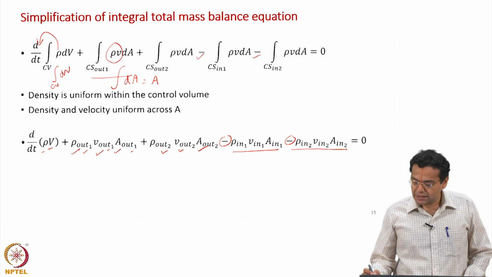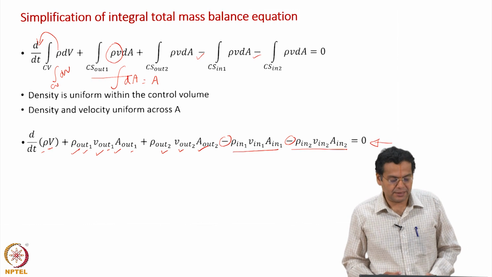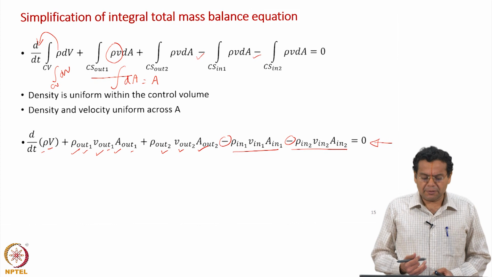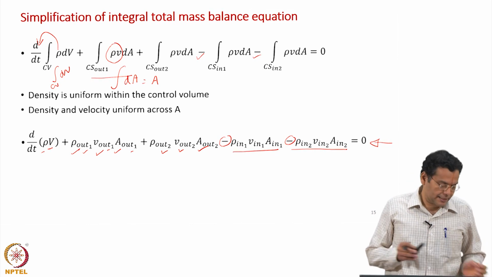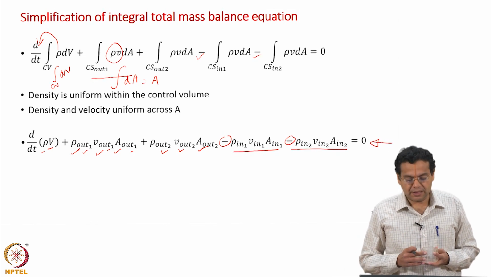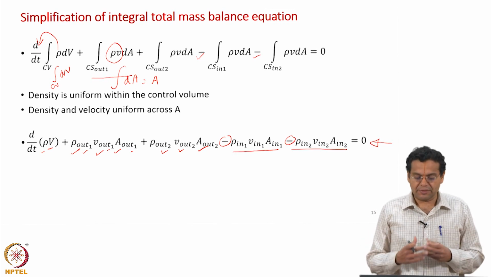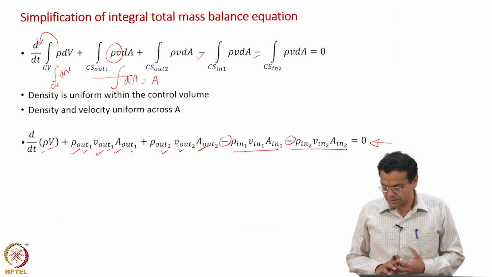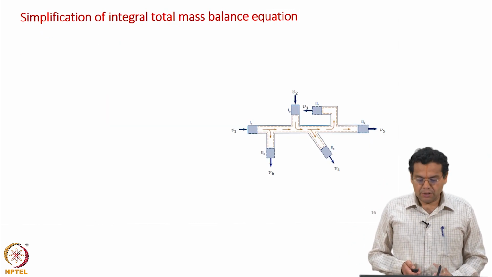Now, this equation looks much simpler than the integral expression, and many times you can use these assumptions. Of course, velocity may not be uniform across the cross section, but otherwise you can usually take density to be uniform within the control volume. So, those assumptions, and then velocity perpendicular to the area, are usually well known, valid assumptions. Velocity may not be uniform across the area, but otherwise you can use this. Okay, fine. Let us go ahead.